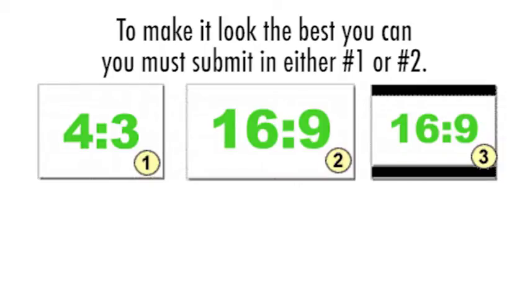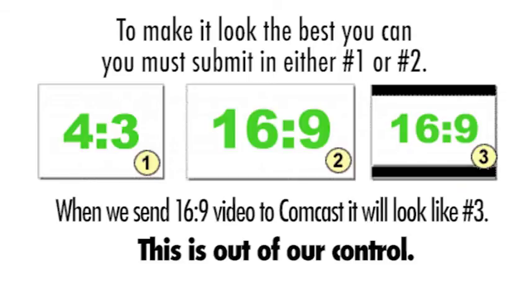So to make it look as best as we possibly can, you must submit in either a 1 or a 2. When we send 16 by 9 video to Comcast, it will look like number 3, which I already mentioned, and this is out of our control. Okay, so what do we want to avoid?